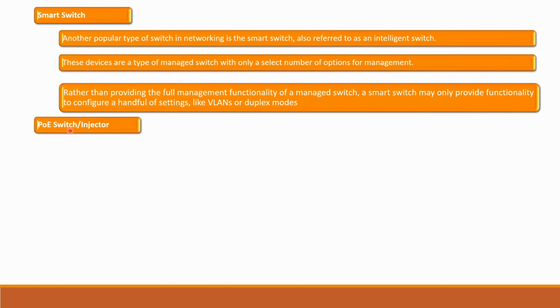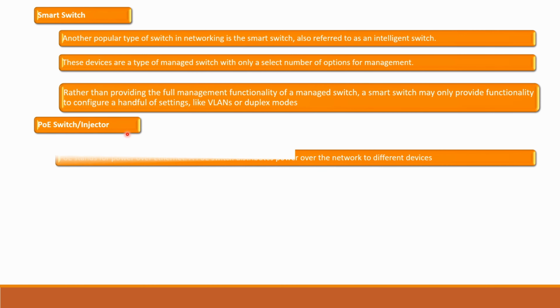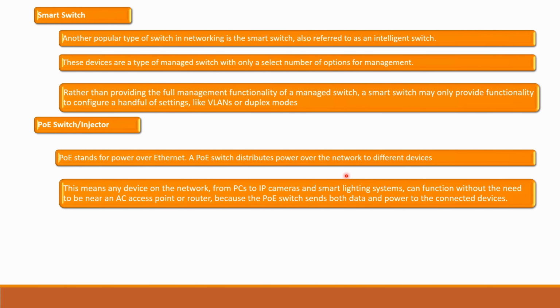PoE switch or injector. PoE stands for Power over Ethernet. A PoE switch distributes power over the network to different devices. This means any device on the network, from PCs to IP cameras and smart lighting systems, can function without the need to be near an AC access point or router, because the PoE switch sends both data and power to the connected devices.